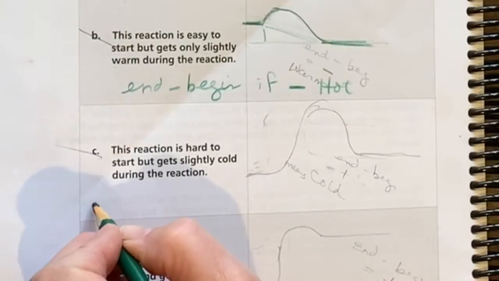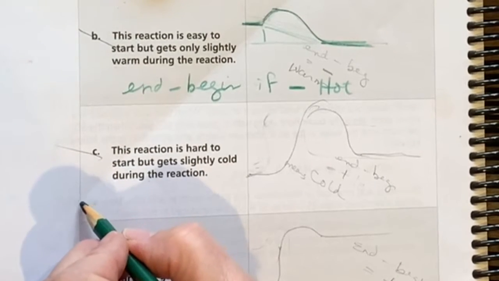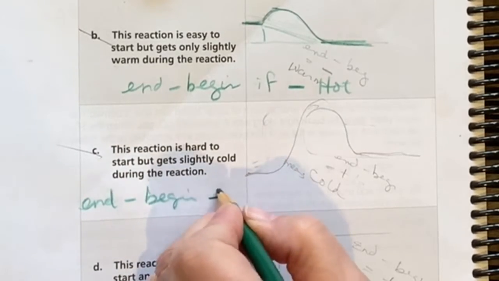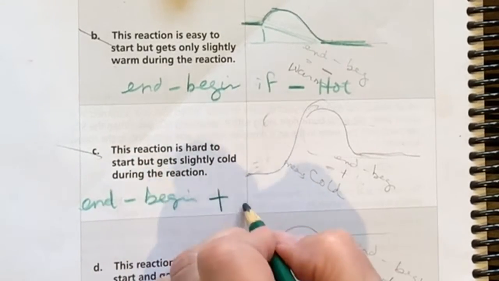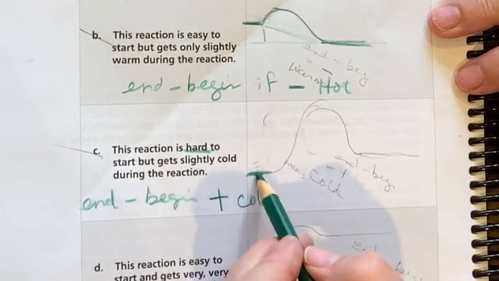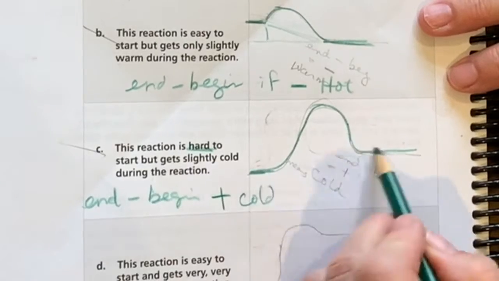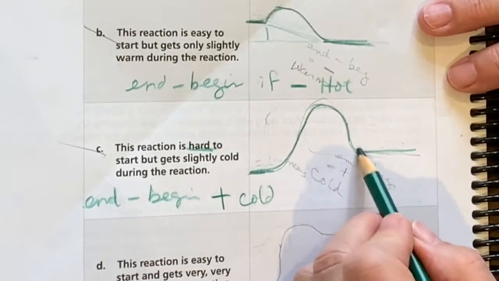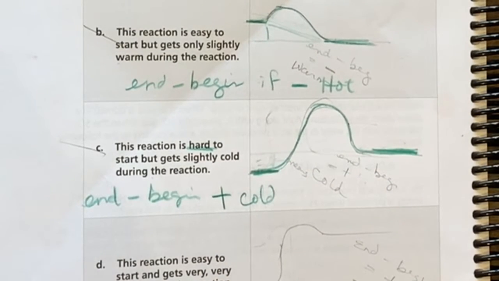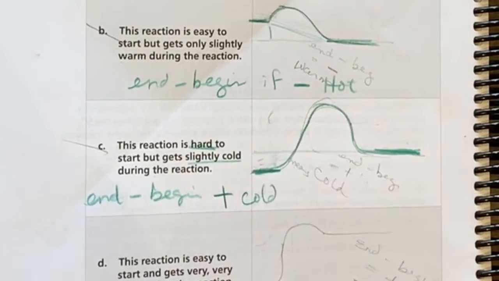This reaction is hard to start, but slightly cold during the reaction. So again, remember ending minus beginning, and if it's a positive, it is cold. So we start here, and it's hard to start, so the hump has to be high, but the ending has to be higher than this because we have to have a positive, right? So this has to be higher than this because when we subtract, we have to get a positive out of it. And it's just slightly cold, so it doesn't have to be a big difference.